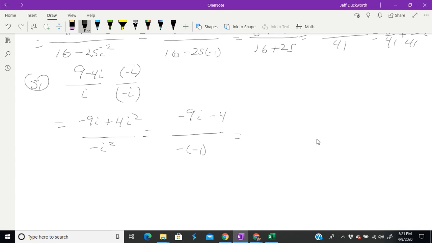I'll write this in standard form. This is negative 4 minus 9i, because all we have left in the denominator is a 1. So in standard form, negative 4 minus 9i. And that's how you do those types of problems.